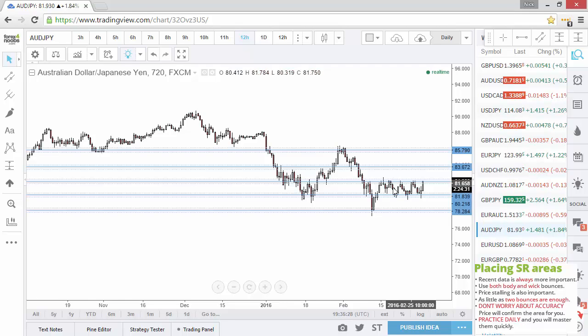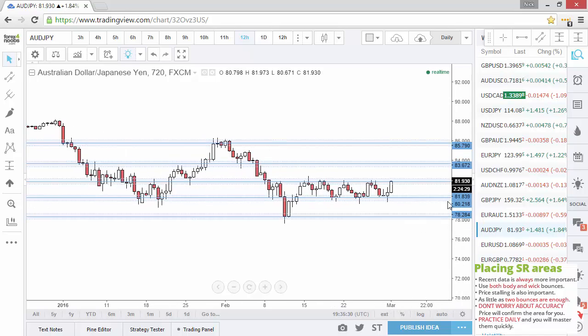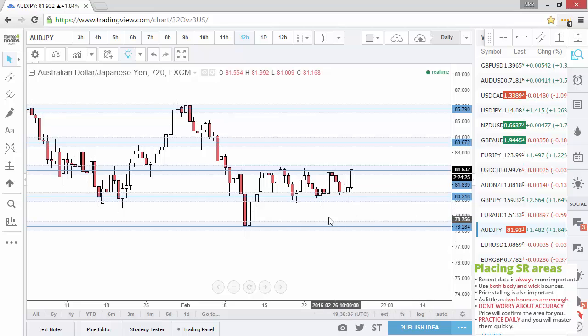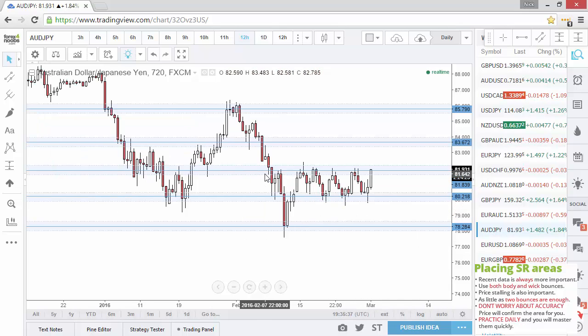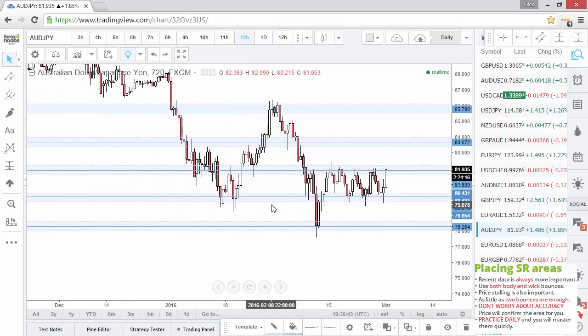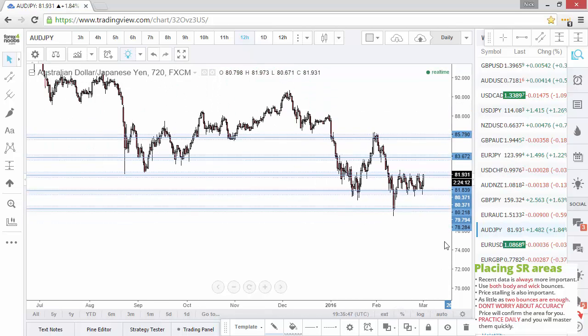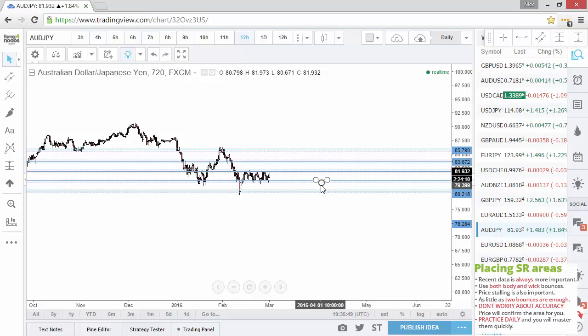That's a good question. What happens after a resistance area gets broken? Do I remove it? No, I don't. It doesn't matter if an area of support resistance gets broken. It really doesn't. I know that goes against what some people you may have heard have said about support resistance, but it doesn't matter.